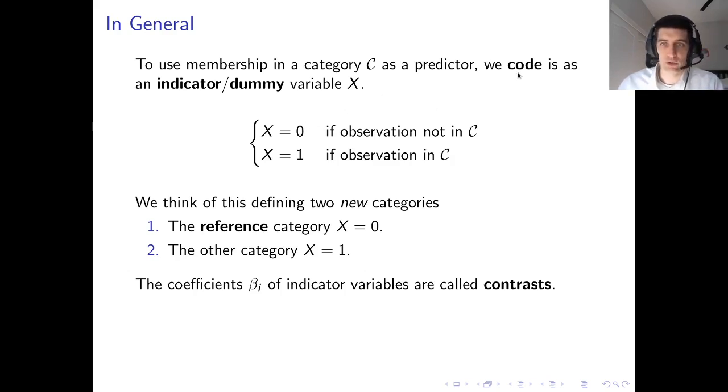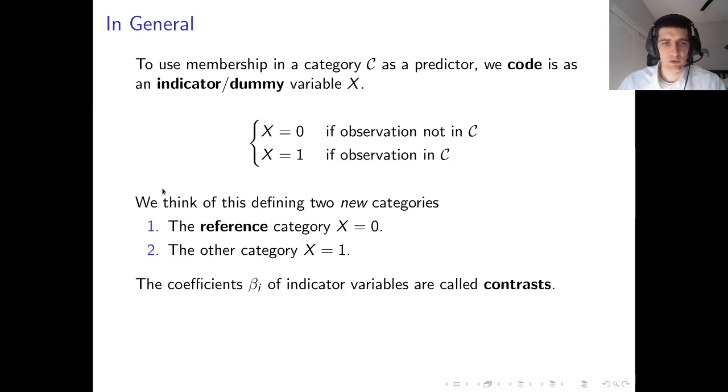So just some vocabulary words here which I've highlighted. We call this encoding a categorical as a binary predictor, and we can call these x binary predictors. We can call them dummy variables. We can call them indicator variables. Again, there's a lot of equivalent vocabulary to describe what's going on here.